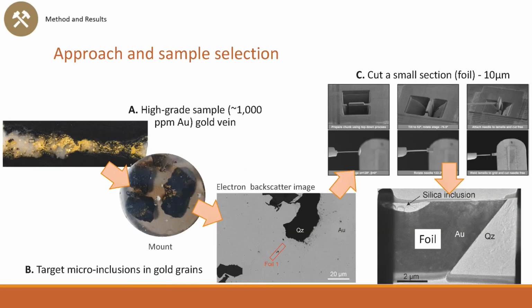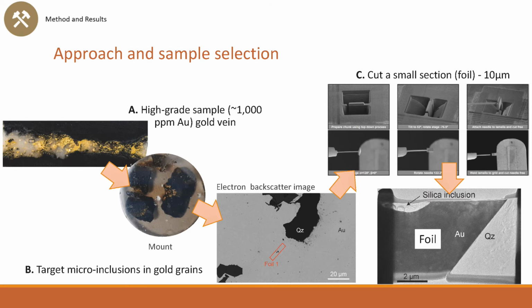So that is the method that we applied. We selected a high-grade sample. We made a thin section or mount out of it. We looked at it under the scanning electron microscope, and we focused specifically on gold. We noticed that the gold grains contain very small inclusions, filled with silica or carbon. As an example here, we see this backscatter image of a gold grain with a bit of quartz, and some of these black dots are inclusions. When I say small inclusion, I'm talking 1 to 2 micrometers in diameter.